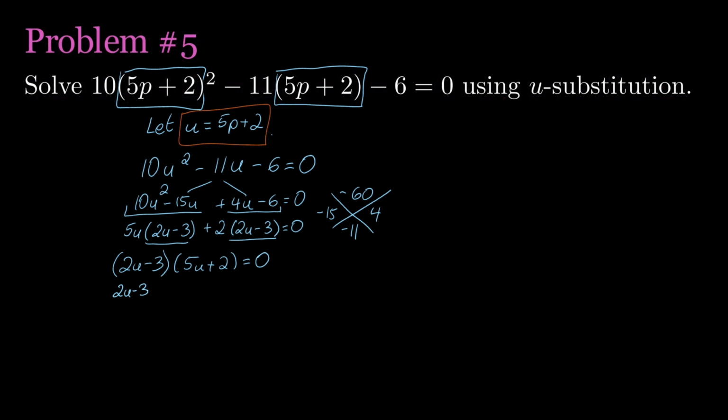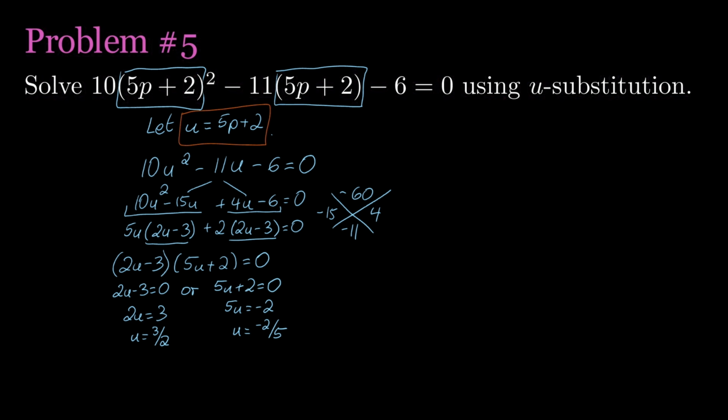2u minus 3 equals 0, or 5u plus 2 equals 0. Then solving that first equation for u, we add 3 to both sides first to get 2u equals 3, and then we divide both sides by 2 to get u equals 3 halves. And in the second equation, we start with subtracting 2 from both sides to get 5u equals negative 2, and then we divide both sides by 5 to get u equals negative 2/5. Those are obviously our u solutions.